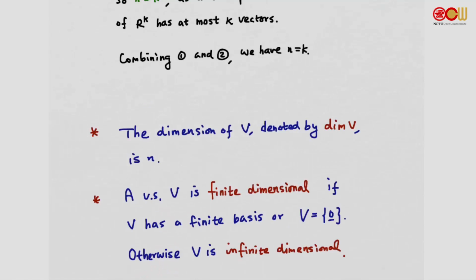We say a vector space V is finite dimensional if V has a finite basis, or V is the vector space that contains only the zero vector. Otherwise, V is infinite dimensional.